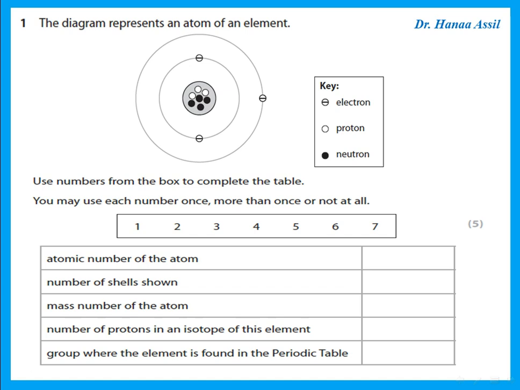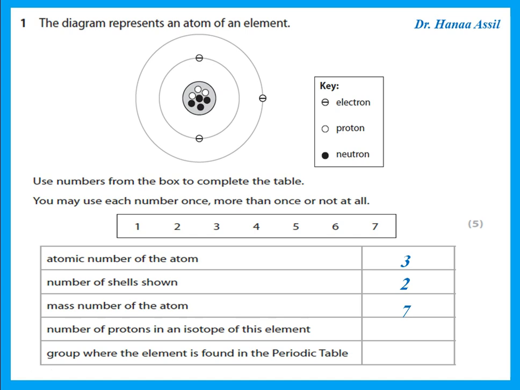Number of shells shown. How many shells? That means how many energy levels revolving around the nucleus. Of course, you can see that the first energy level has 2 electrons. The second energy level has 1, so you have a total of 2 energy levels or 2 shells. What is the mass number of this atom? How do we get mass number? Mass number is proton plus neutron. So everything inside the nucleus, you have 4 neutrons and 3 protons. So you have a total of 7. That is the mass number.